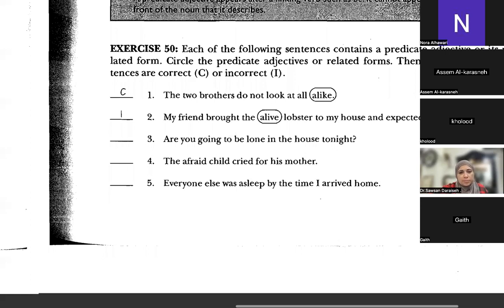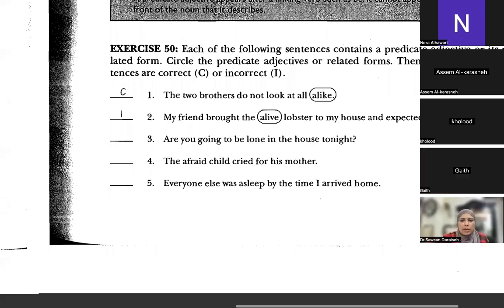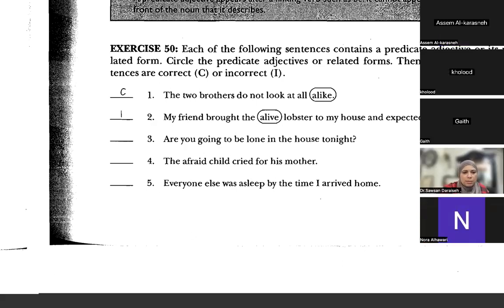The afraid child cried for his mother. It's incorrect. It should be frightened. Yeah, the frightened child. So this is wrong, because afraid is a predicate adjective. It cannot be used before the noun. So we've been talking about adjectives for a while. Yes, the frightened child cried for his mom. Thank you so much.